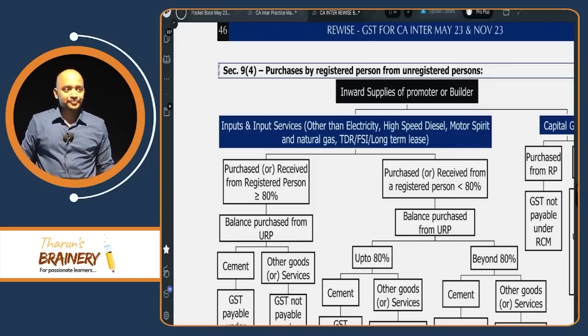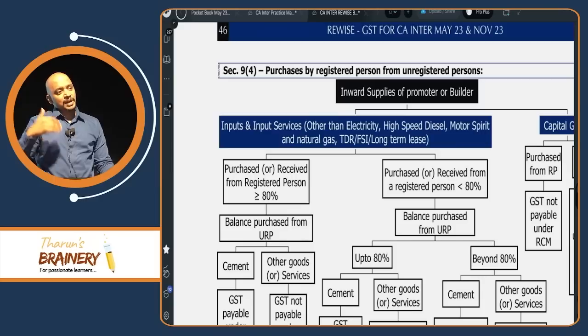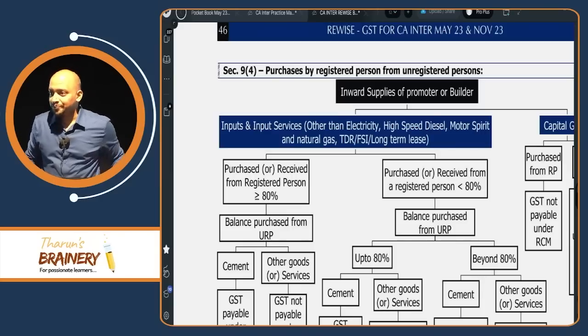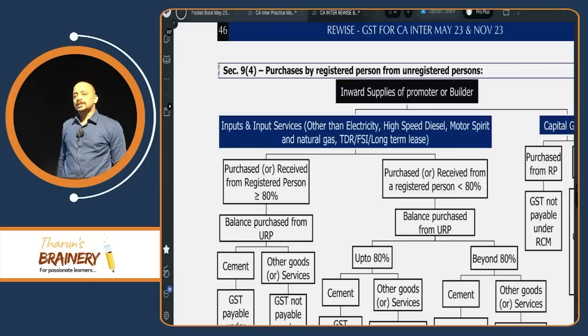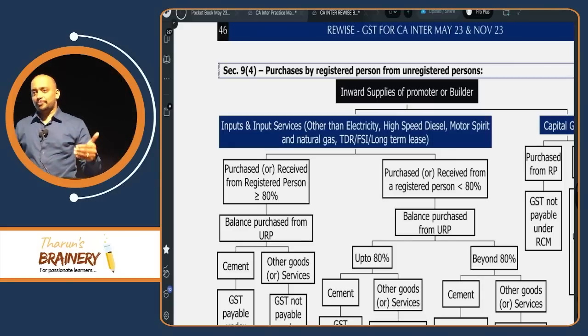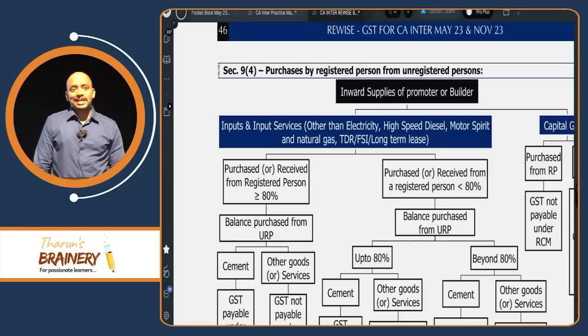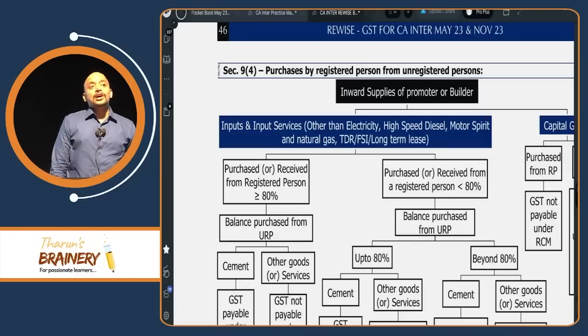What are those 3? Petrol, diesel, natural gas. Then electricity is anyhow exempted, so you can buy it from an unregistered person also, no issue. Then TDR, FSI and long-term lease. What is the TDR full form? Transferable development right. What is FSI? Floor space index. And long-term lease.